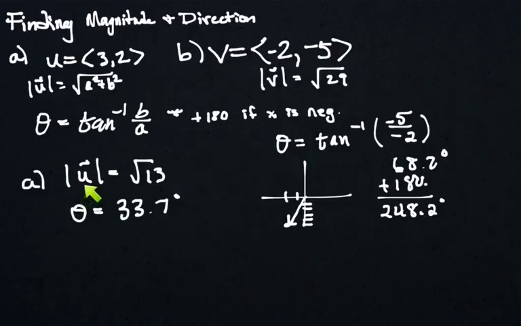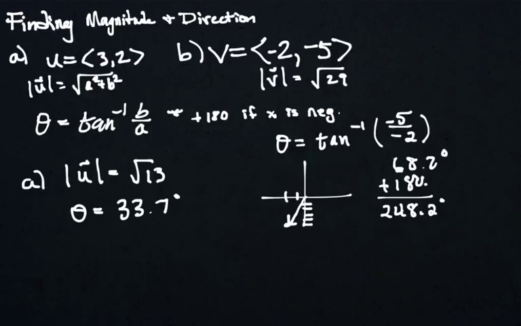So here we have u is square root of 13. Theta is the 33.7 degrees. Tangent inverse of all that gives you 68.2. We've got to add 180 to get 248.2. Which makes sense, right? You're way down here in the third quadrant, so it better be between 180 and 270. So there it is. Magnitude here is square root of 29.